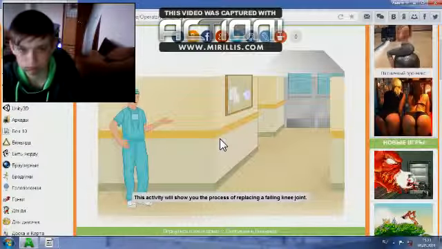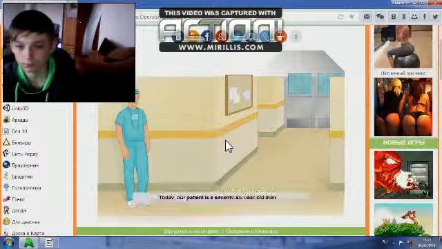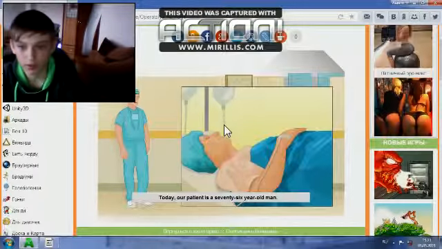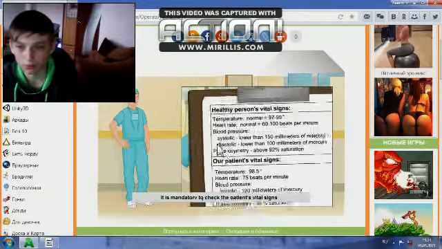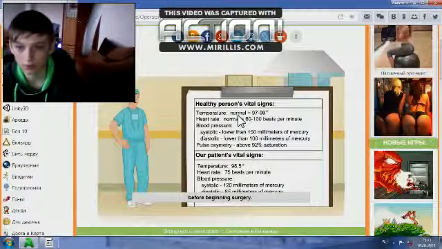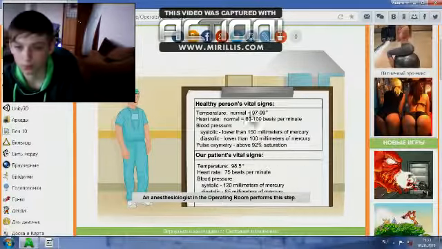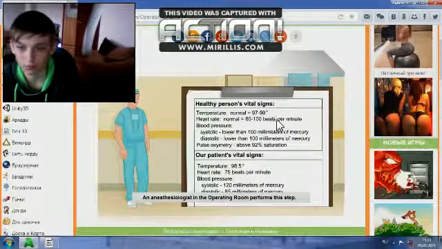This activity will show you the process of replacing a failing knee joint. Are you ready? Today, our patient is a 76-year-old man. It is mandatory to check the patient's vital signs before beginning surgery. An anesthesiologist in the operating room performs this step.